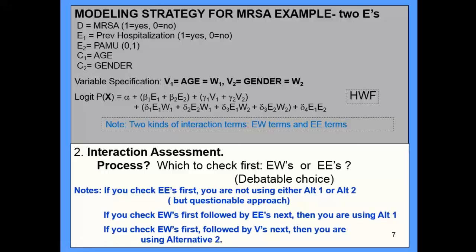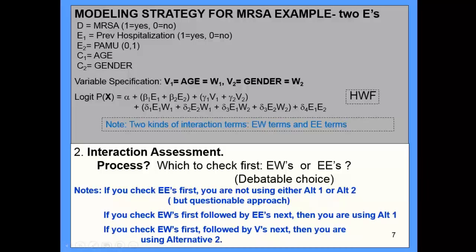You know, it's going to be terrible. We could have 35 E's. You know, we only have 2 E's. So if we can't figure it out with this, we're not going to be able to figure it out with more E's. Okay, so we got 2 E's, 2 V's, we got these 4 EW's, and we got an E1, E2. Okay. Now, suppose I said, which to check first, the EW's or the EE's?